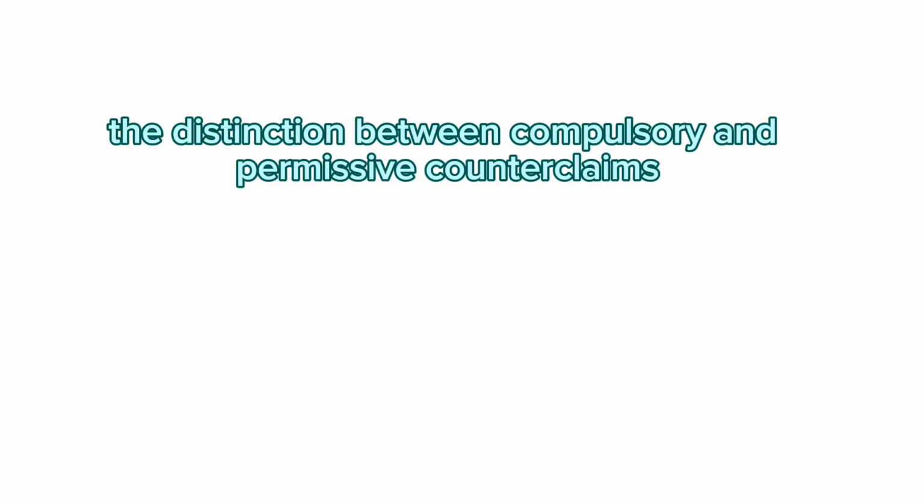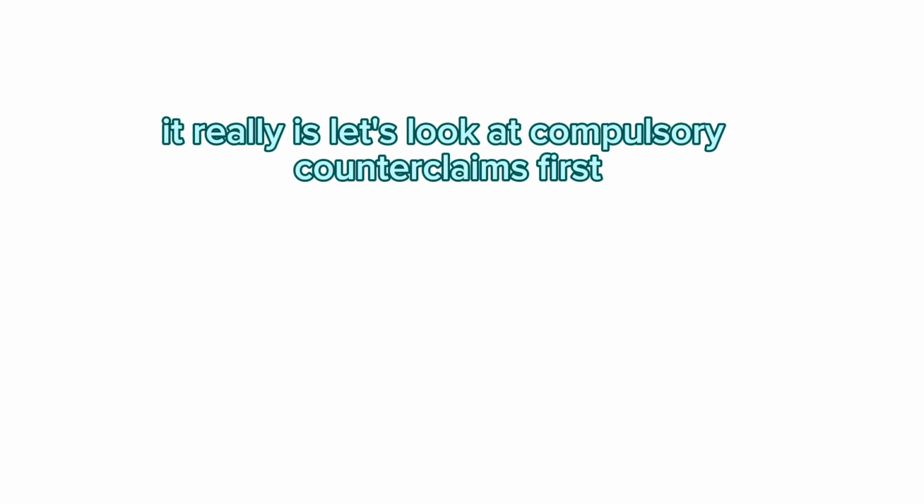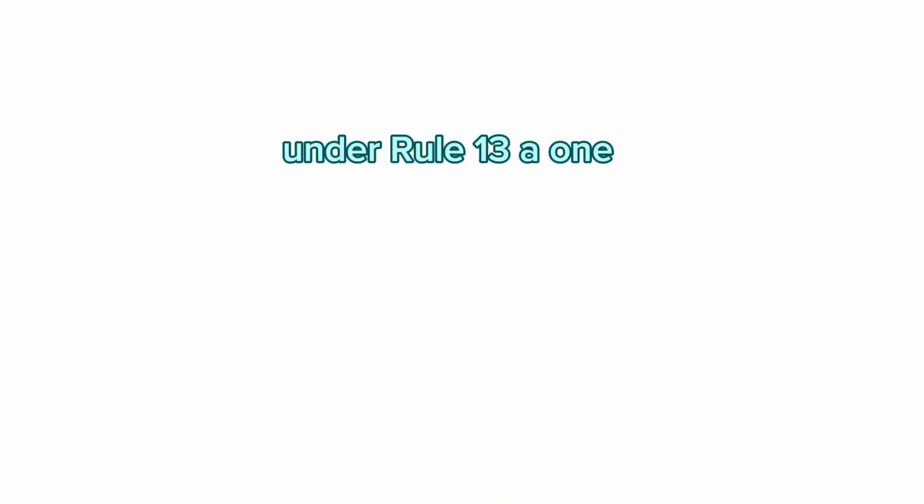The distinction between compulsory and permissive counterclaims. It is the biggest trap for the unwary in the entire book of federal rules. It really is. Let's look at compulsory counterclaims first under Rule 13(a)(1). A counterclaim is compulsory if it arises out of the same transaction or occurrence as the original claim. There's that phrase again, same transaction or occurrence. It's the magic phrase of civil procedure. It basically just means the same real-world event.